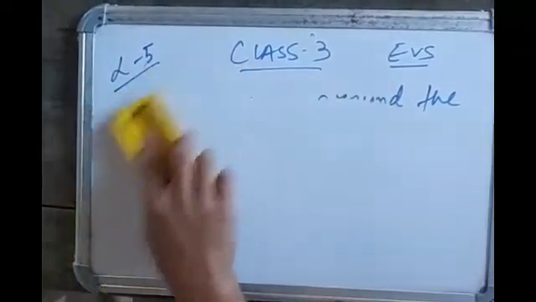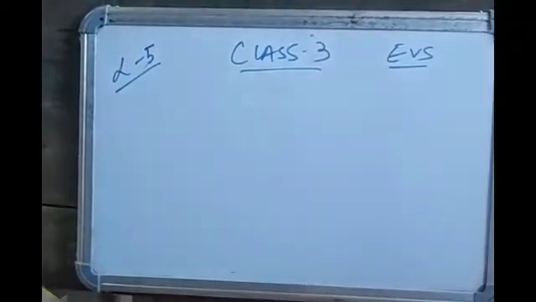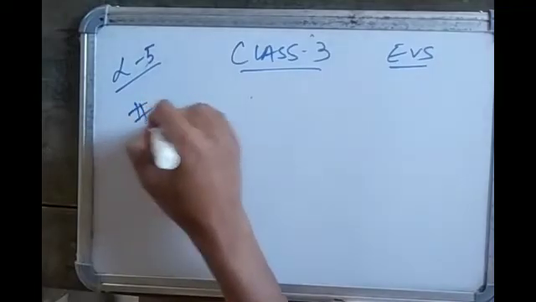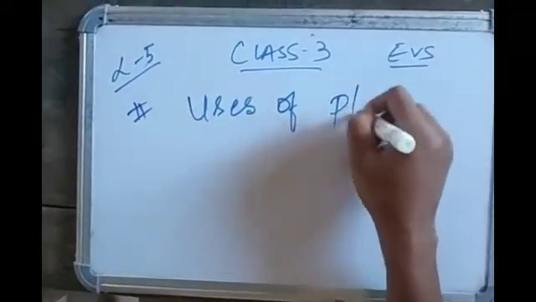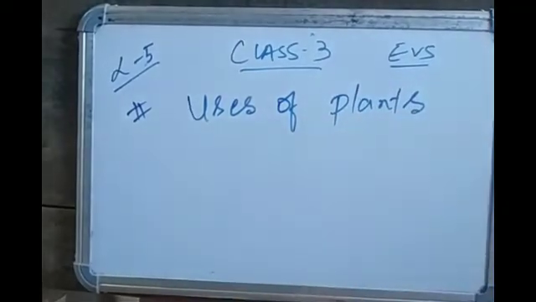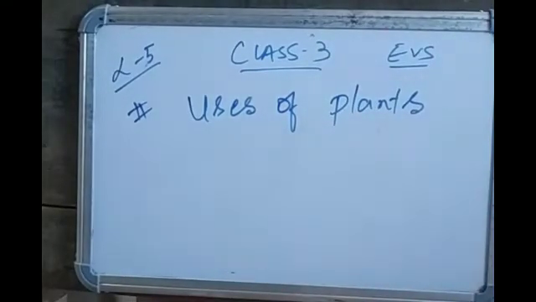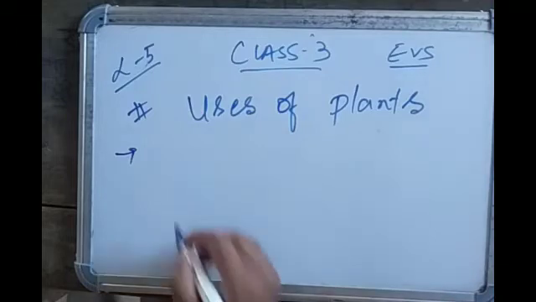The second topic of today's lecture is uses of plants. You will find this topic on page number 33. Six points are given under the topic uses of plants. Let's start with the first one, that is plants give us food.